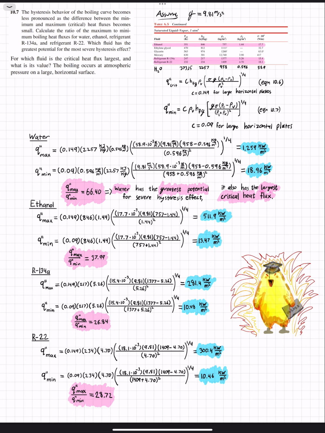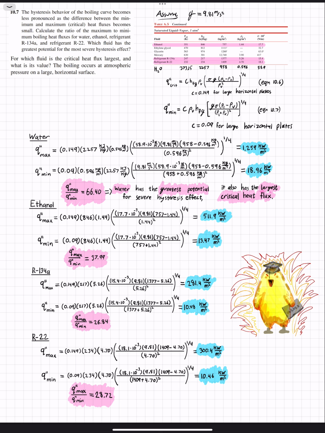Hello, this is Mason Haggerty with question 10.7 from the Fundamentals of Heat and Mass Transfer by Bergman. This question states, the hysteresis behavior of the boiling curves becomes less pronounced as the difference between the minimum and maximum critical heat fluxes becomes small. Calculate the ratio of the maximum to minimum boiling heat fluxes for water, ethanol, refrigerant R134A, and refrigerant R22.